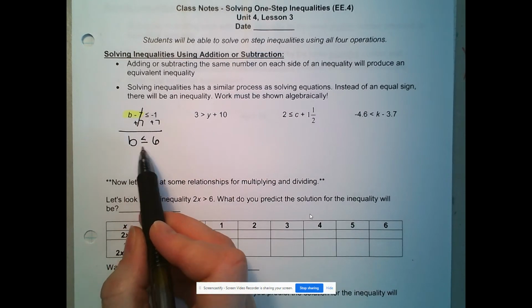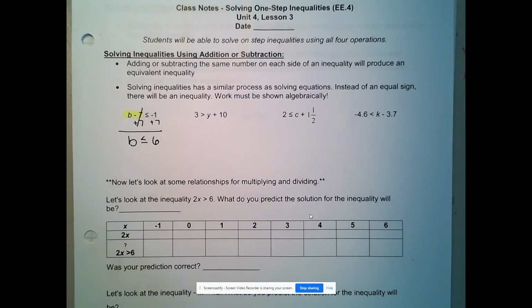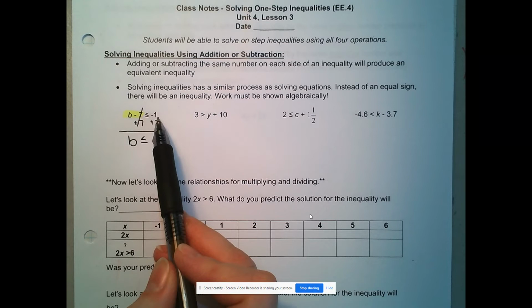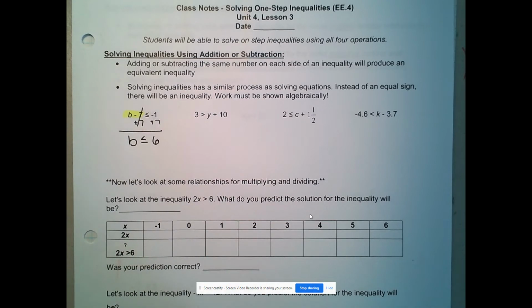That would be my solution. All values less than or equal to 6 will make the original inequality true. So if you wanted to go plug in b is 0, 0 take away 7 would come out less than or equal to negative 1, and it would be a true statement. B equals 0 would be a solution.